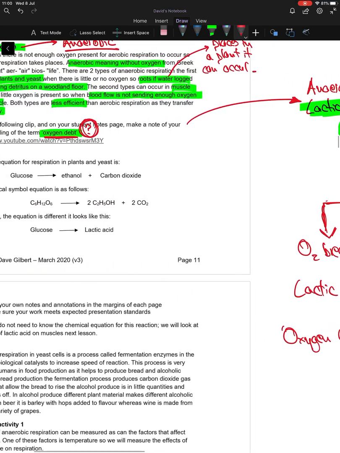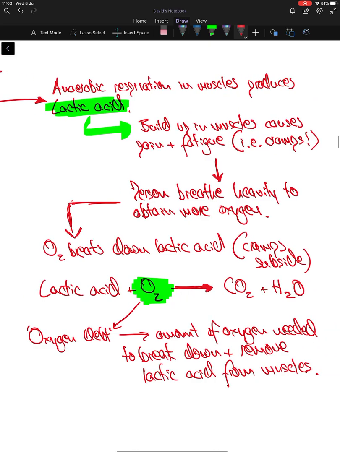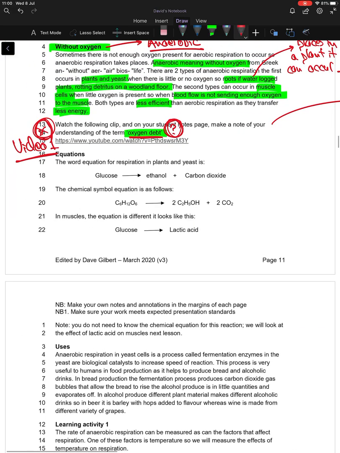Right, let's move on. So just to clarify, if you haven't got those notes down, obviously pause the video and you can take your own notes of these just to make sure you've got that understanding of oxygen debt. If we move on to the equations now.